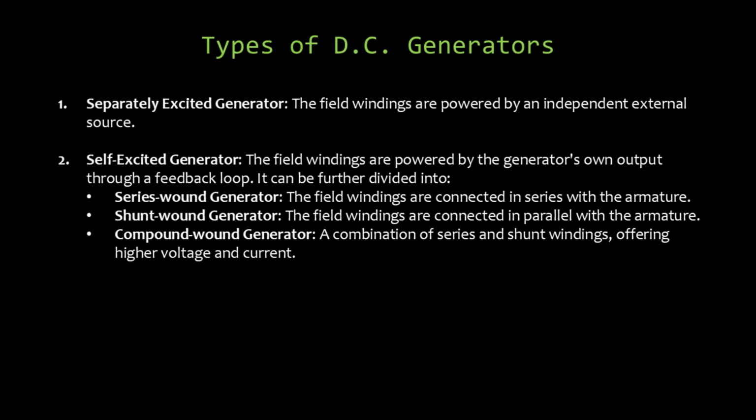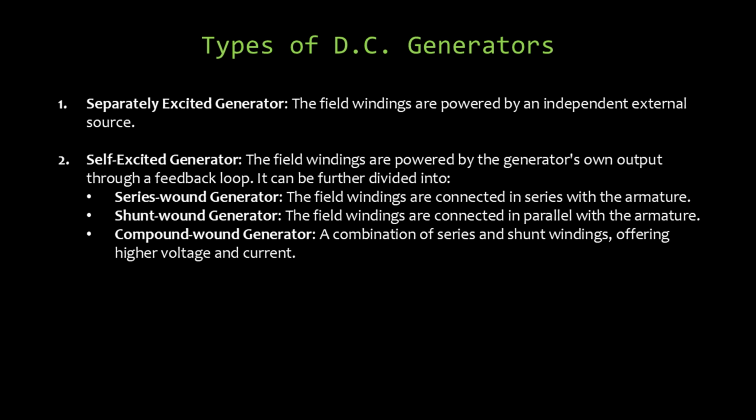DC generators come in different configurations, each with unique characteristics. First, we have separately excited generators, where field windings are powered by an external source. Self-excited generators use the generator's own output to power field windings.